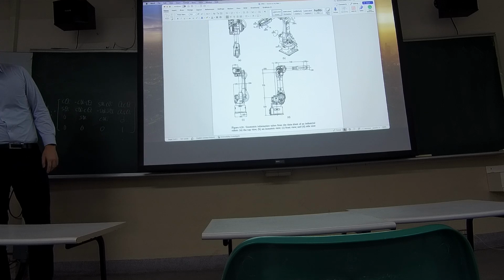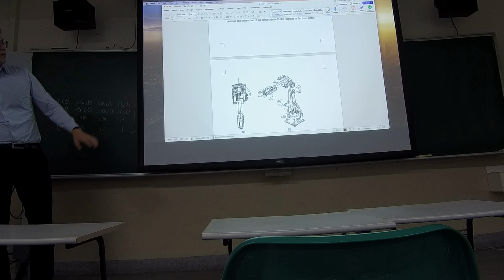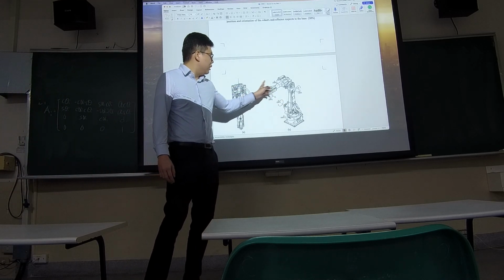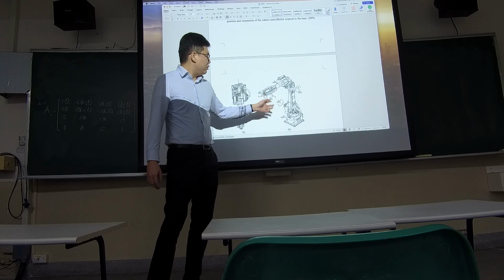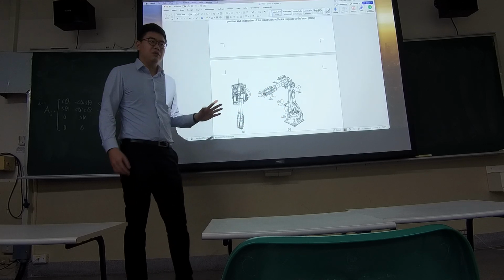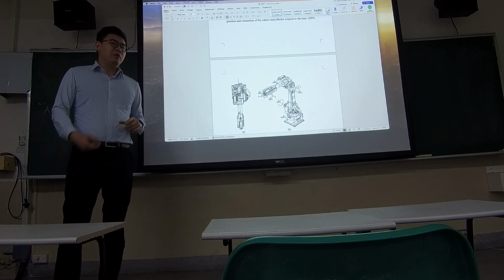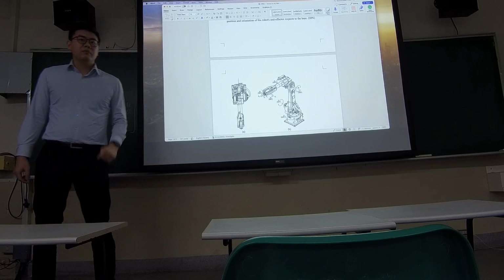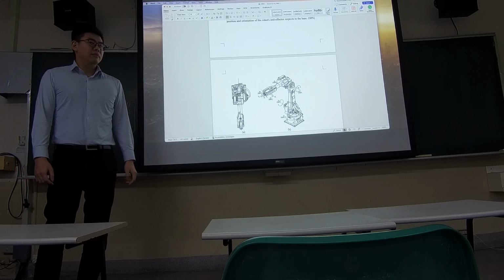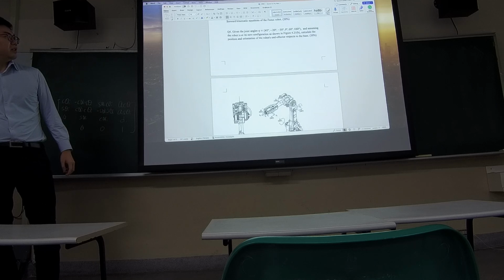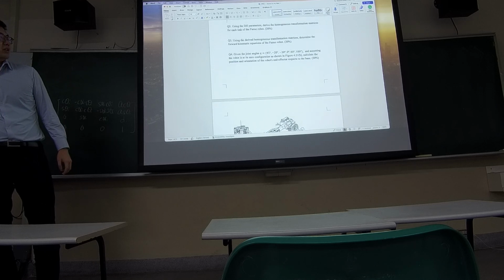Do you have any questions? So just basically use the DH method to model this robot, and you can get the forward kinematics of the robot. So any questions? And if not, then I think it's the end of this lecture. Thank you.